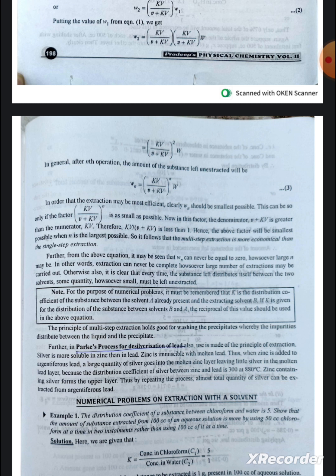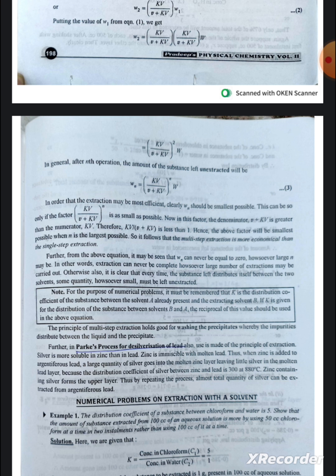Further, from the above equation, it may be seen that Wn can never be equal to 0, howsoever large n may be. In other words, extraction can never be complete, howsoever large a number of extractions may be carried out. So it is clear that every time the substance left distributes itself between the two solvents, some quantity, howsoever small, must be left unextracted. The principle of multi-step extraction holds good for washing a precipitate, whereby the impurity distributes between the liquid and the precipitate.